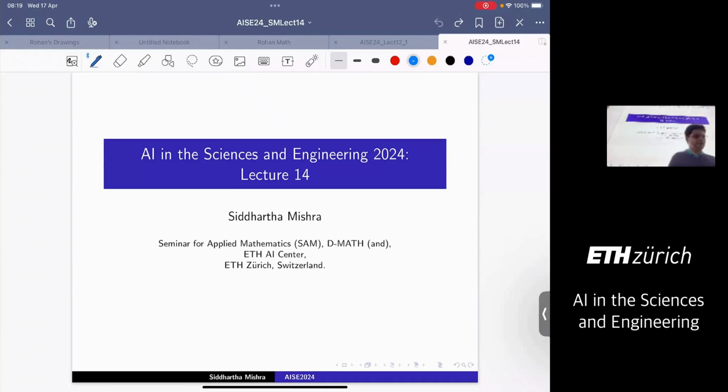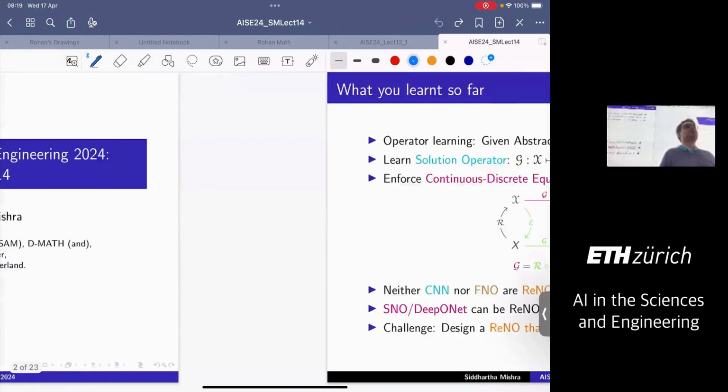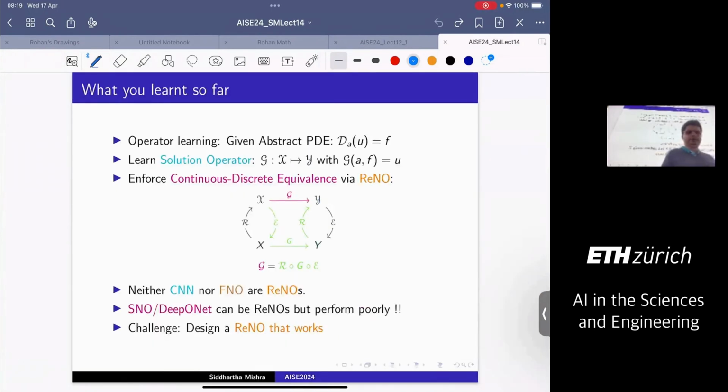Okay, so welcome to lecture number 14 of the course. And let's start with a very short summary of where we are. So again, the task is the same as before. We have the PDE, which is given in this abstract form.